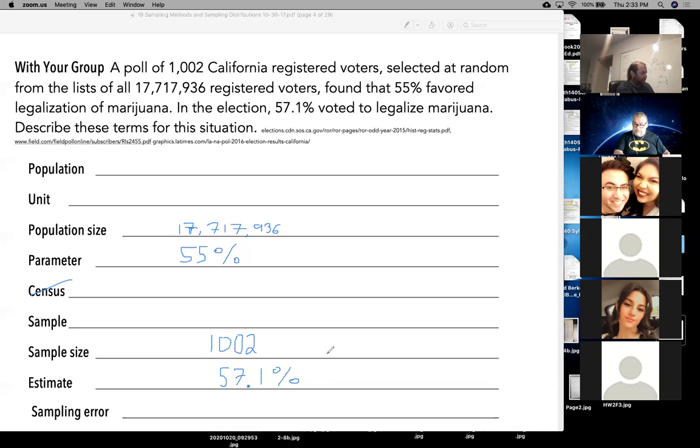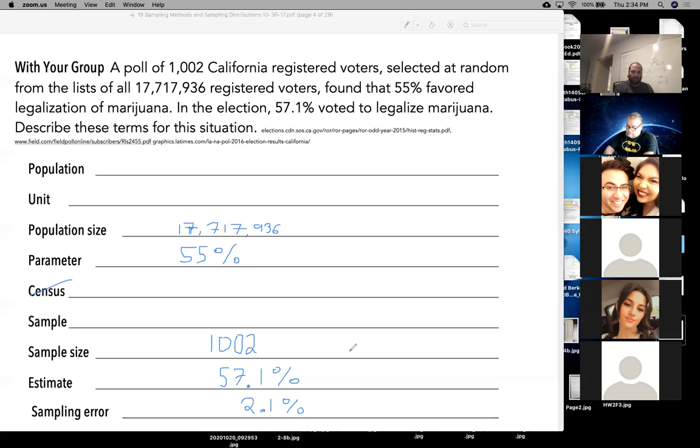So it's 57% of the voters that voted to legalize marijuana. Okay, so the parameter is that 55% favored it, but in my sample, 57.1% favored it. So what is my sampling error? 57.1 minus 55%, which is 2.1%. Does that make sense?